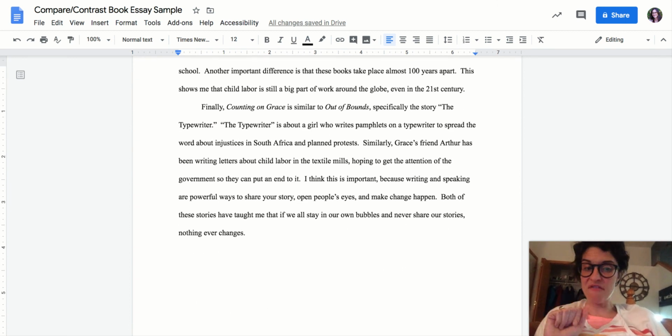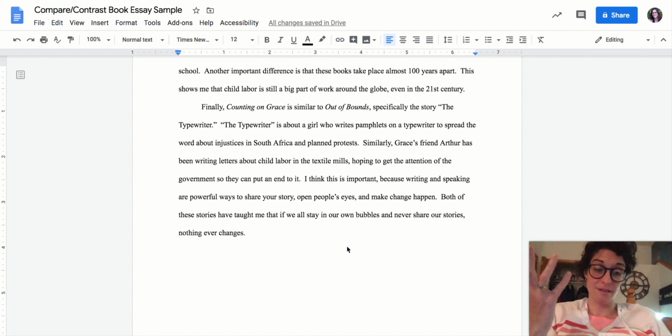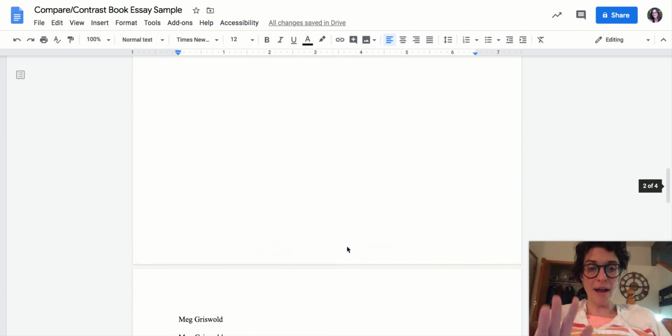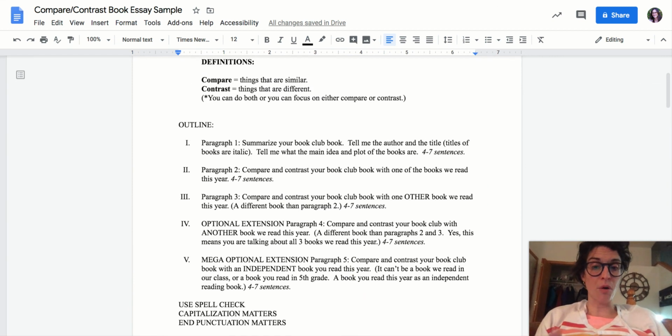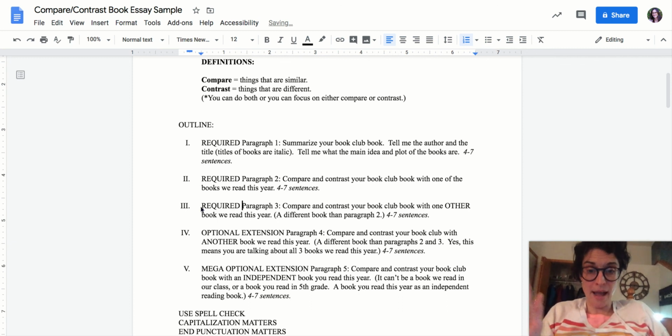Now, I don't have the 5th paragraph. You really need to stretch yourself there. I want you to think of the books you've read this year, and I want you to make a compare and contrast paragraph of 4 to 7 sentences, and I don't have a model for that. That's why it's called the mega extension. Mega optional. Just a quick reminder, optional means you don't have to do it. Required, here I will write required. And the other ones are optional.